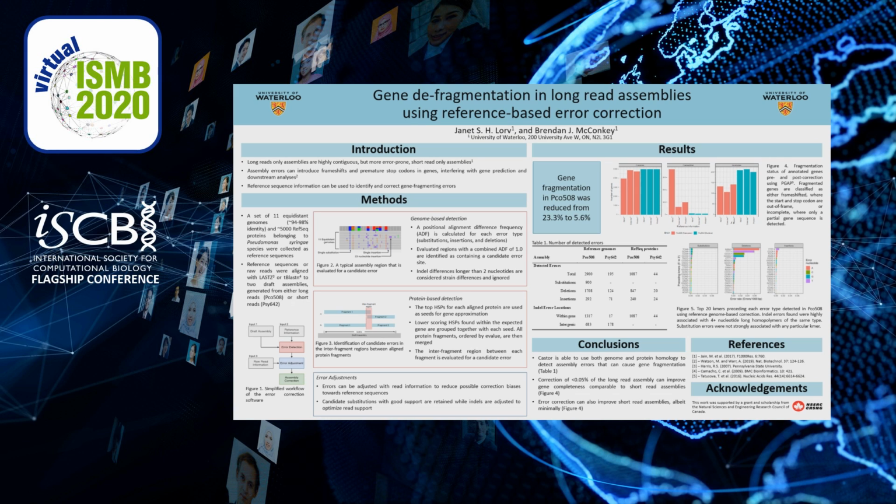So in conclusion, we were able to develop a software tool that can use homology information to detect and correct common errors found in long-read assemblies. The correction of less than 0.05% of the assembly can drastically reduce the number of fragmented genes to a level comparable to short-read assemblies. And lastly, this software may also improve short-read assemblies.